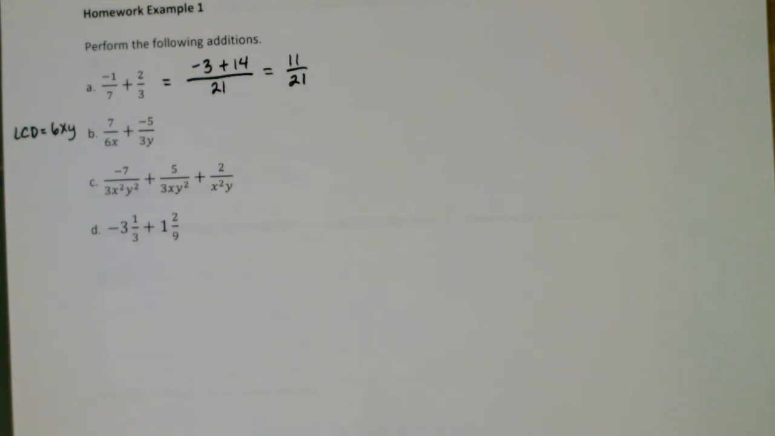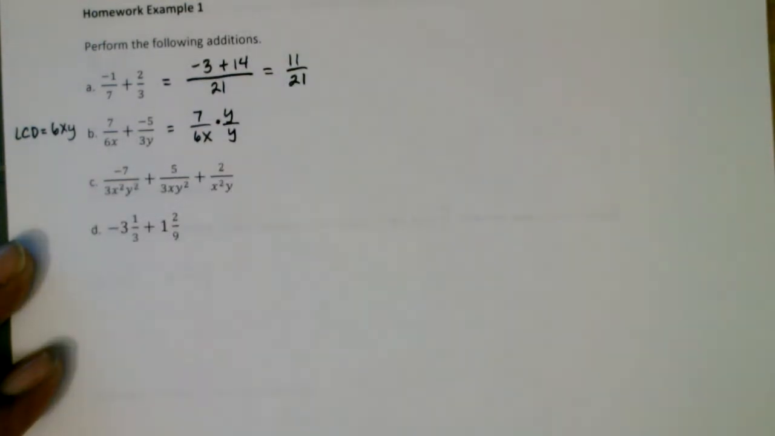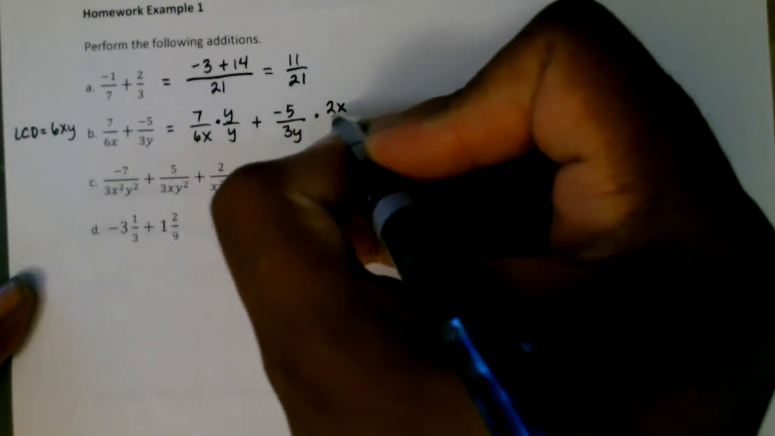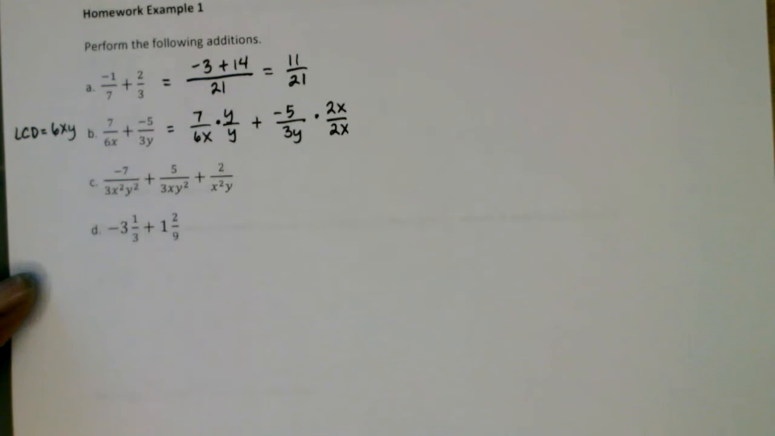Now we need to write equivalent fractions for this. So for the 7/6x, well, I got the 6, I got the x, I need a y. So I need to multiply the numerator and the denominator by y. And then plus -5/3y. Well, I got the y, I need an x. And I also need to know what number times 3 would give me this 6. It will have to be 2. So 2x is what I need to multiply in the numerator and the denominator.